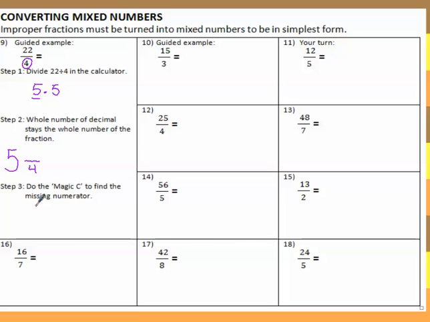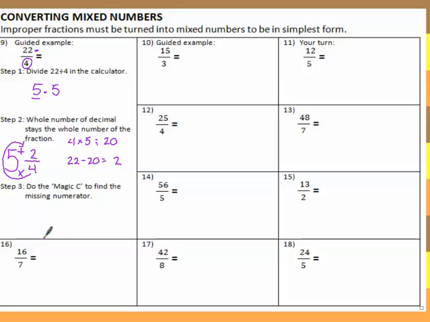And in step 3, it says do the magic C to find the missing numerator. So the magic C is what we do to turn numbers improper, but we can use it to help us in this case. So remember, we multiply on the bottom and add on the top. So we have 4 times 5 equals 20. Now I'm looking for a numerator of 22. So I'm going to do 22 minus 20 to figure out what do I need to add to this to go in the numerator. 22 minus 20 gives me 2. So that means in my numerator I need to add a 2.